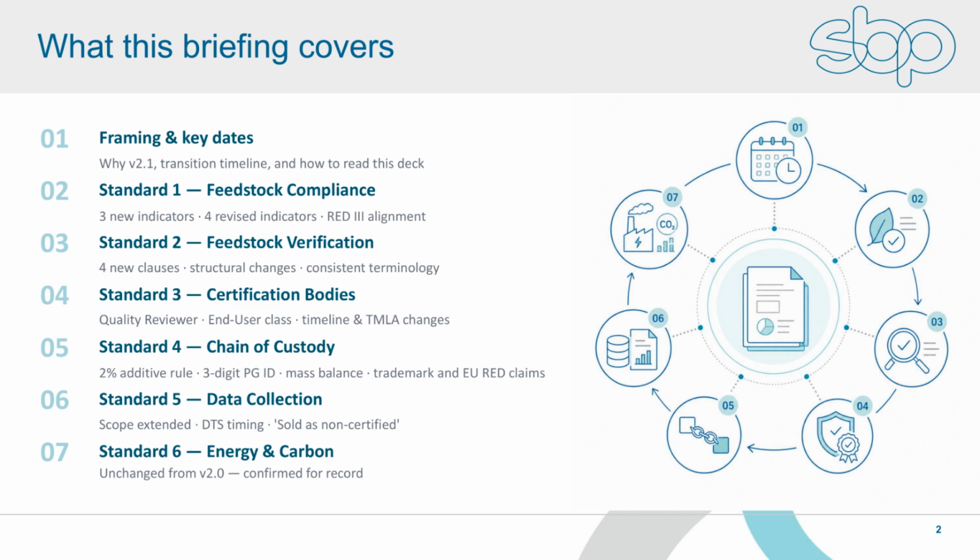Standard 4, chain of custody, the 2% additive rule, a 3-digit product group ID, mass balance changes, and updated trademark and EU red claim requirements. Standard 5, data collection, extended scope, new DTS timing rules, and the sold as non-certified record. And finally, Standard 6, energy and carbon, the text is unchanged from 2.0, but we'll confirm that for the record. Let's begin with the framing.